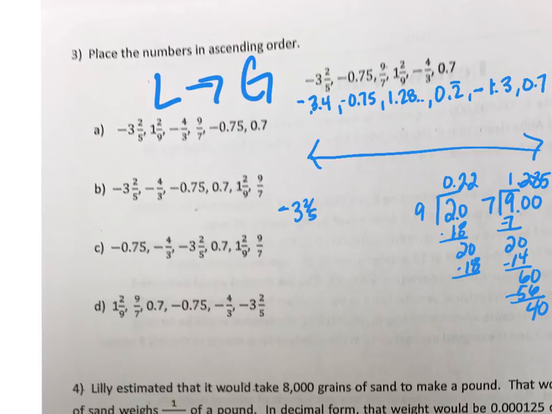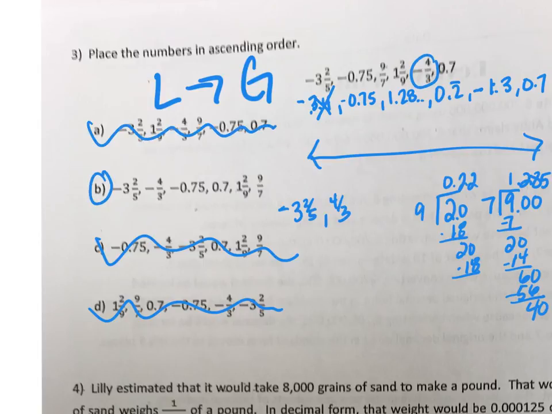So that should be my first number. So A has it, B has it, C does not, D does not. Okay, so that's my first one. My next one is going to be negative 1/3. Okay, so which converted back to negative 4/3. So A does not have it and B does. So then we've simplified out all of our answers.